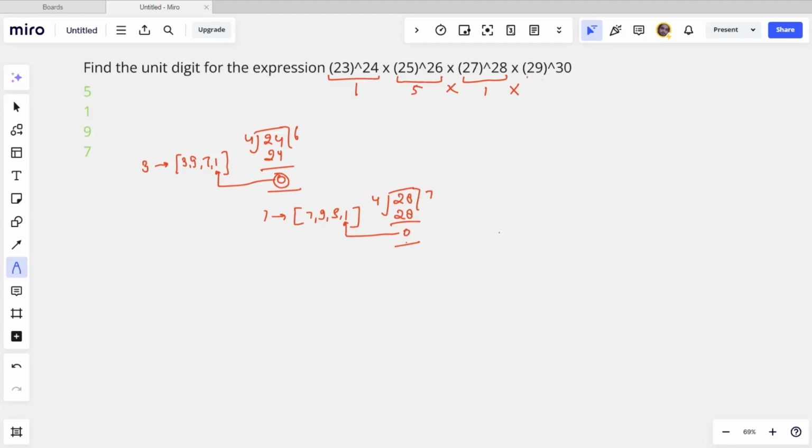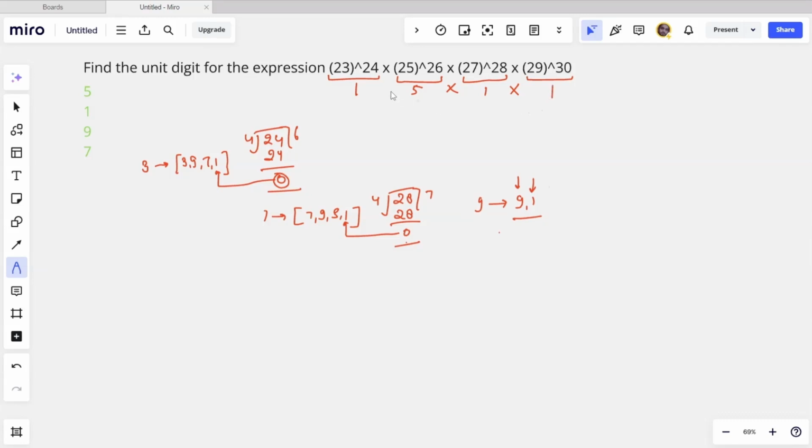Now let's try to solve this part of the expression. As we know, the unit digit is 9, so we have to find out the power cycle of 9, which is nothing but 9, 1. If the power is odd, the value will be 9. If the power is even, the value will be 1. And as we can see, the power is even, so the value will be 1.